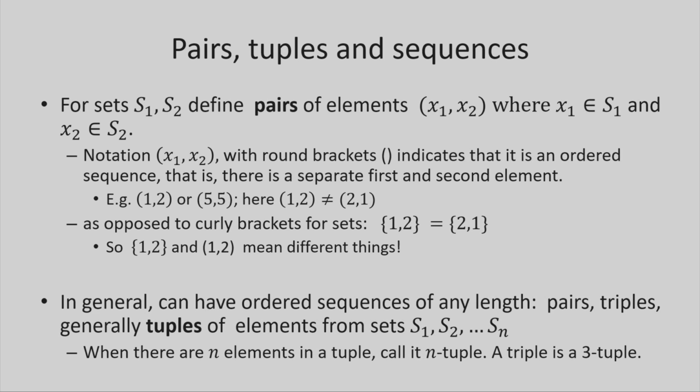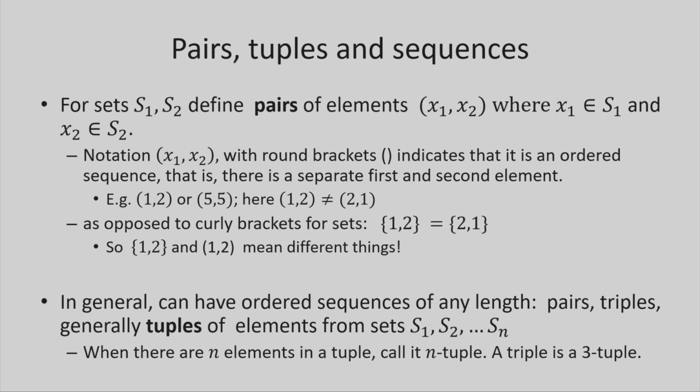So a pair of elements, which we will write in round brackets, very different from curly brackets we used before, is just two elements, one from the first set and another one from the second set. S1 and S2 may or may not be the same, but in any case, the order here matters. The pair 1, 2 is not the same as a pair 2, 1, even though the set 1, 2 and the set 2, 1 are the same.